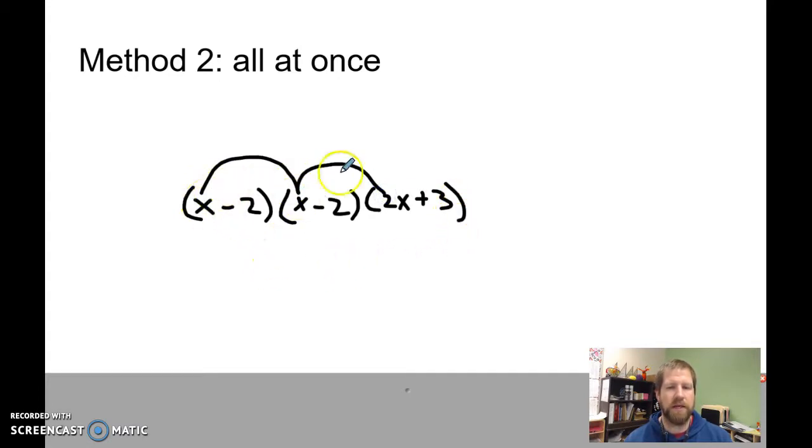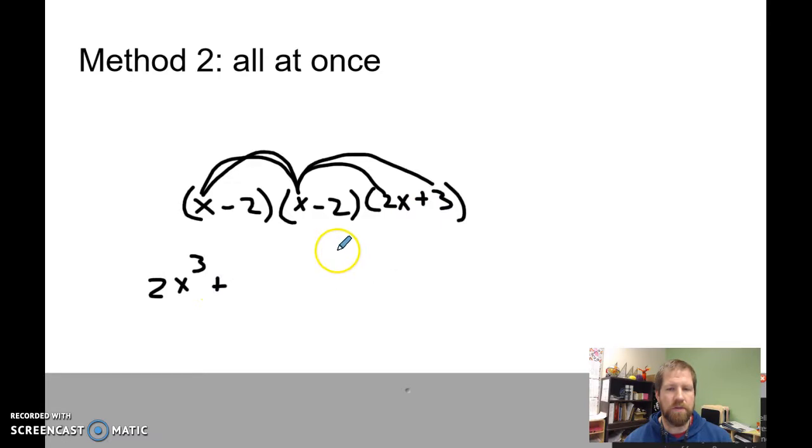So x times x times 2x, that's going to be 2x cubed. And then I've got to do my first term times my first term times my second term, so that's going to be x squared, 3x squared. Okay, I've now taken care of both of those possibilities for this first term and this first term.